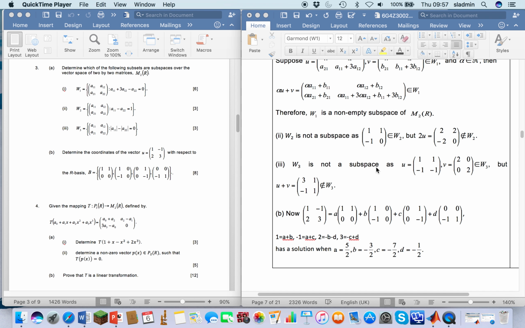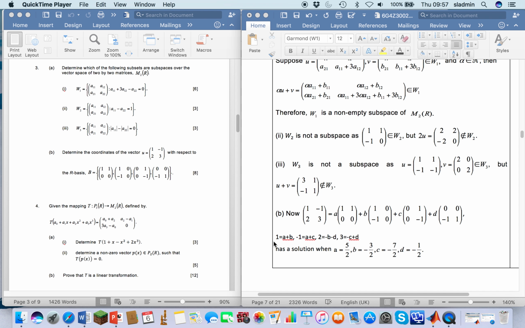of M2R. Now for part B, we want to determine the coordinates of this 2 by 2 matrix with respect to this basis, which means we want to write this 2 by 2 matrix in terms of these basis elements. So we want to write this matrix as equal to A times the first plus B times the second, etc. This gives us 4 simultaneous equations. For example, the element in row 1, column 1 on the left should equal the element in row 1, column 1 on the right.